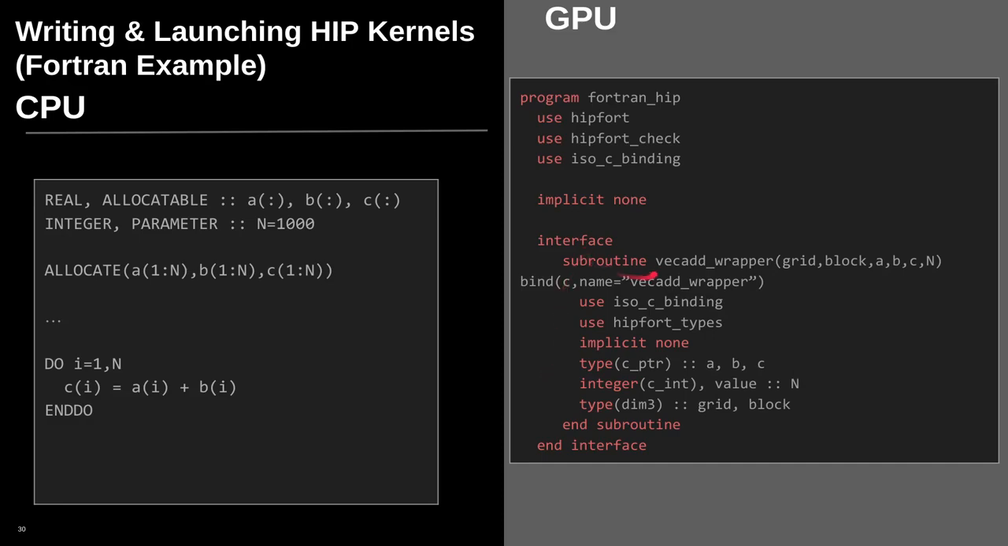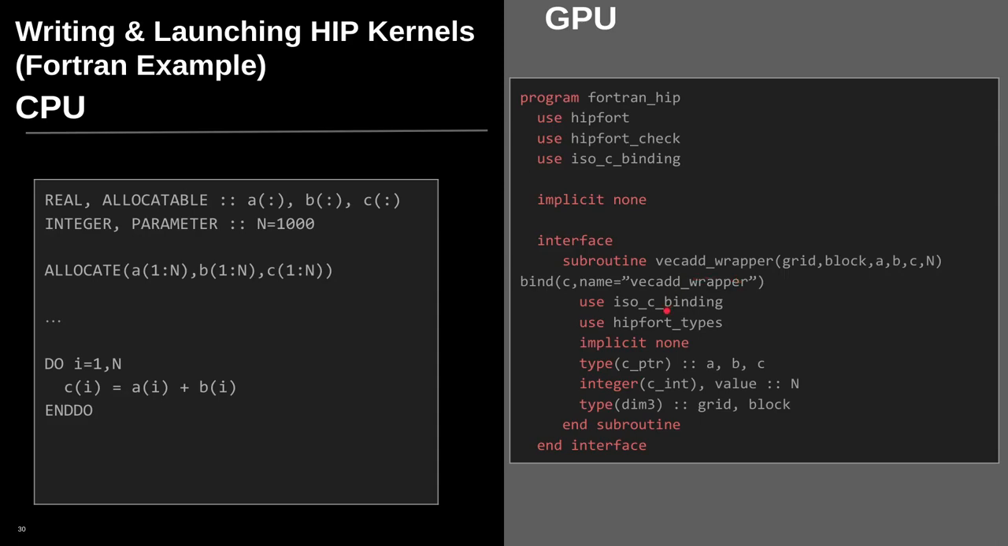So we'll declare the interface as a subroutine. Here I'm calling it the same thing as I call the C++ wrapper. You can call it whatever you want, but it's good practice to keep it named the same so that it limits confusion when other people look at your code. Now the order of the arguments for this wrapper should match the order of the arguments for the C++ counterpart. So here we've got grid, block, A, B, C, and N. And then we're going to bind that subroutine to a C object called vec_add_wrapper.